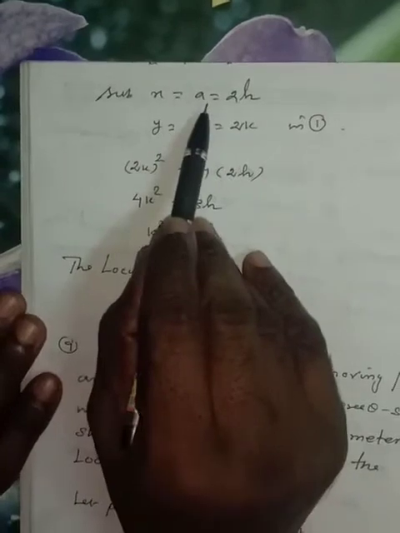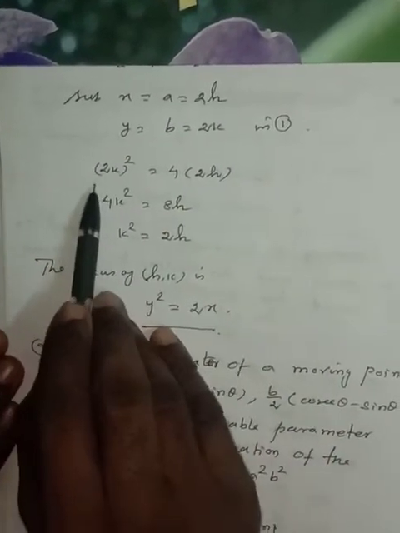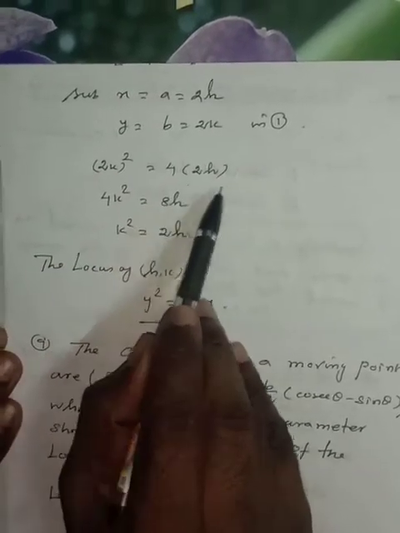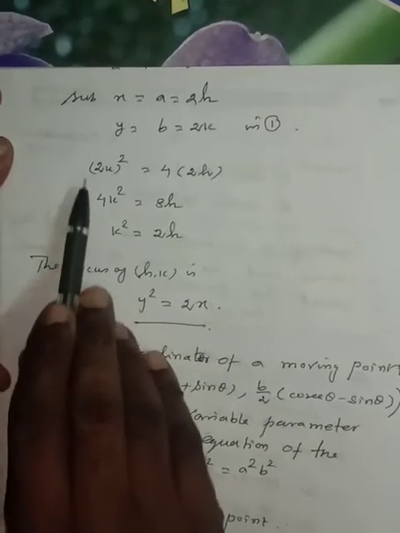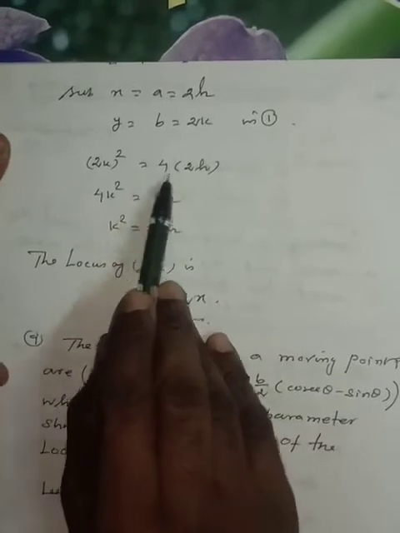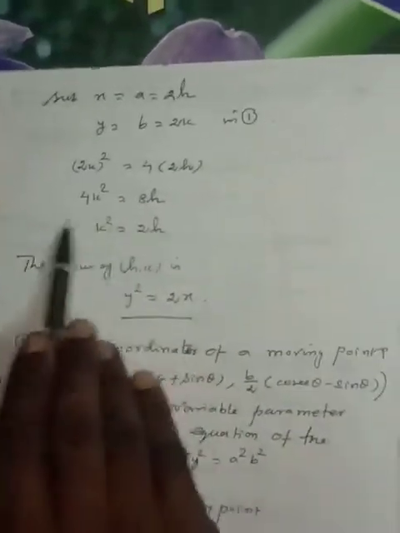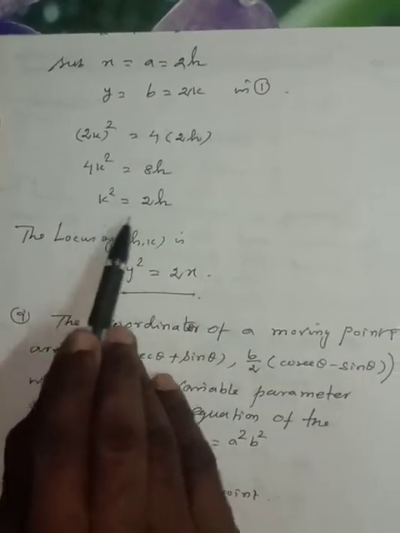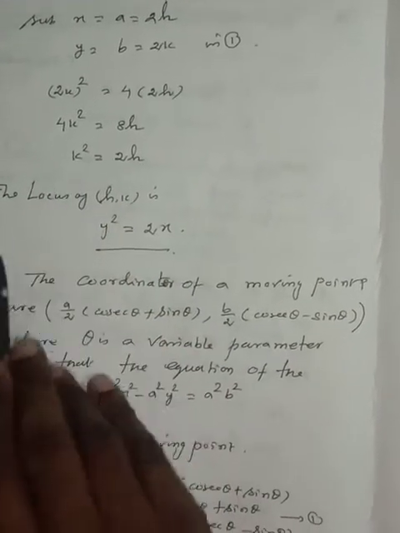Substitute x is equal to a is equal to 2h and y is equal to b is equal to 2k in the above equation. We have (2k) whole square is equal to 4 into 2h. (2k) whole square is 2 square into k square, that is 4k square. 4 2s are 8, 8 into h. Dividing through by 4 on both sides, k square is equal to 2h. The locus of the point (h, k): substitute h is equal to x, k is equal to y. Therefore y square is equal to 2x.